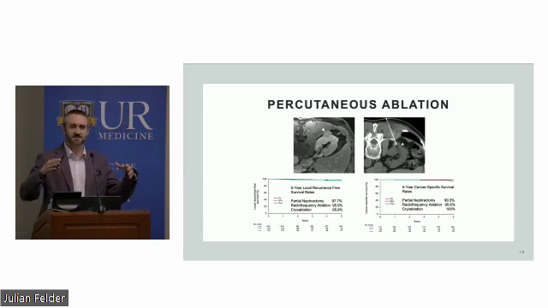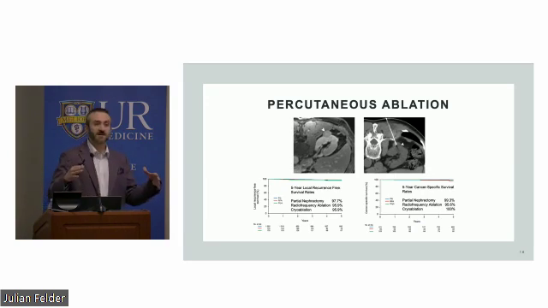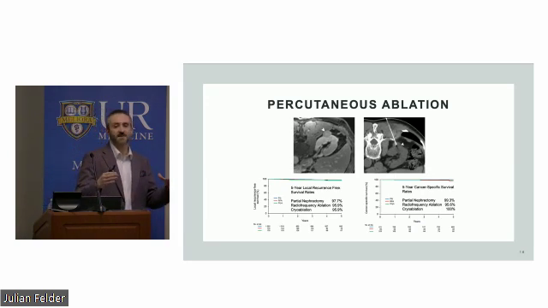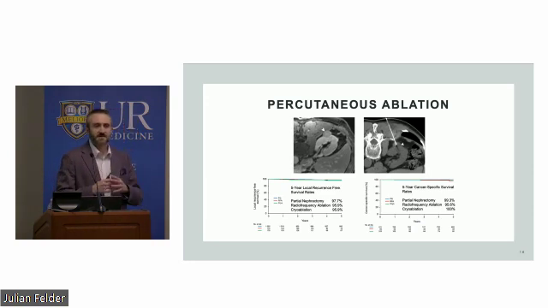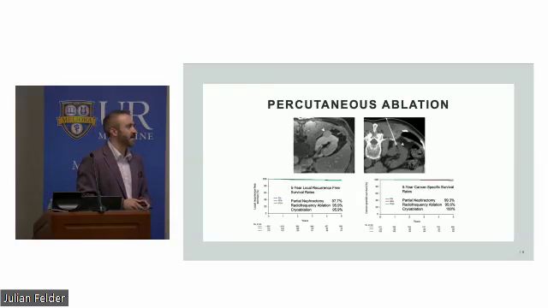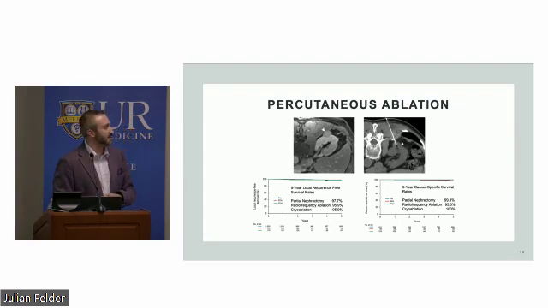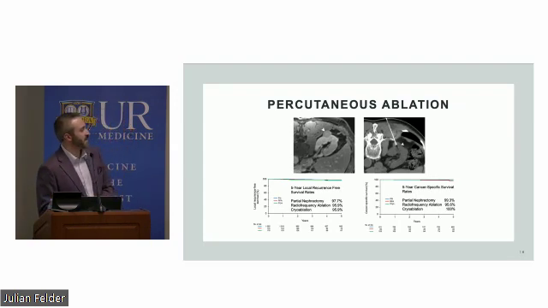They generate an ice ball, and they can watch this ice ball grow under live imaging, usually ultrasound, or sometimes they're using CT. And then they let it thaw, and they usually freeze it a second time. And it turns out this is a pretty effective way of treating small tumors. They've got to be in a good location, and they've got to be a small enough size. But in appropriately selected candidates, this is probably some of the best data we have.